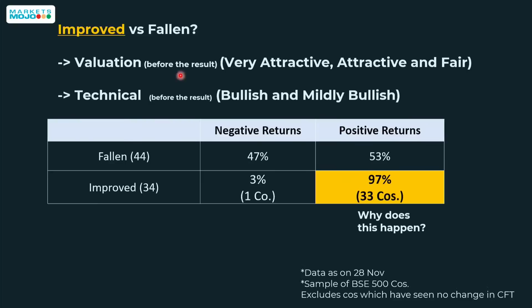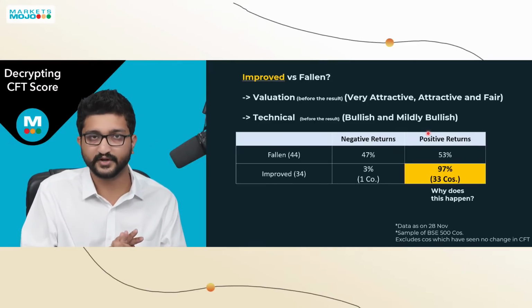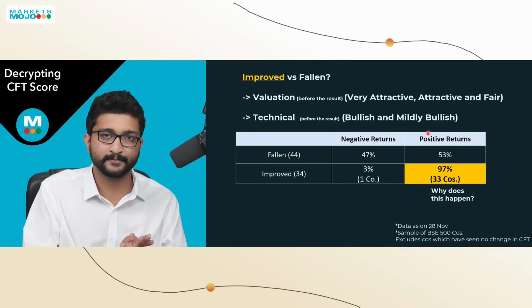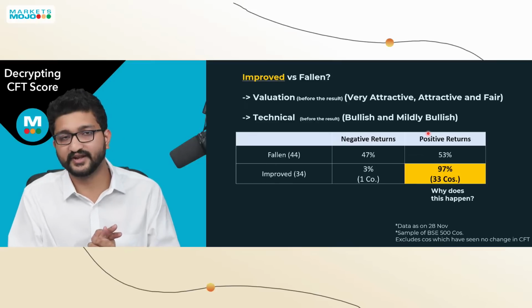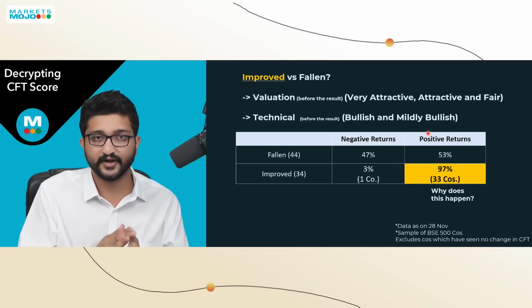Just 3 filters. We're looking at improved companies. Valuation before the result should be very attractive and fair. Lastly, technical before the result should be bullish, mildly bullish. We will have a particular event next time during the result season. Let the October, November, December quarter get over. We'll again have an event in Jan. And we will do this screener live. And then let's see if we can actually pick stocks that have run up so much.